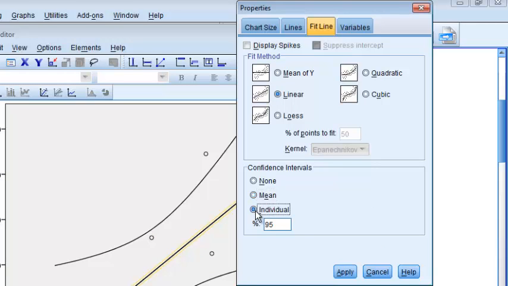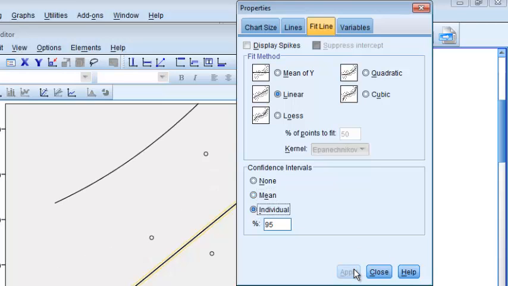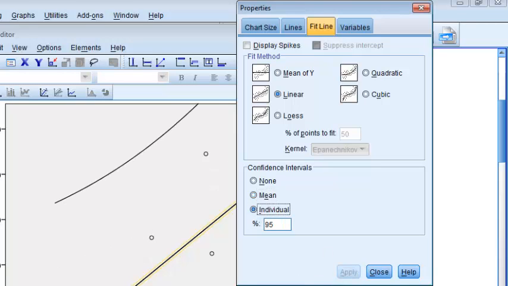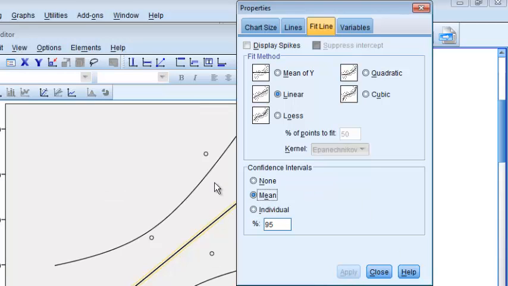If you click individual, this is what happens. Mean is the confidence interval for beta, and individual is the confidence interval for your predictions, the predicted values you're trying to make. Prediction involves the value of alpha, which has more variation, so the confidence interval becomes much larger. Usually when you want to show that there is an association between x and y, you put the confidence interval and click on mean. That will give you the confidence interval for the beta, which we need for association analysis.